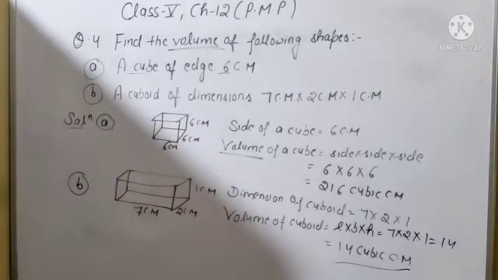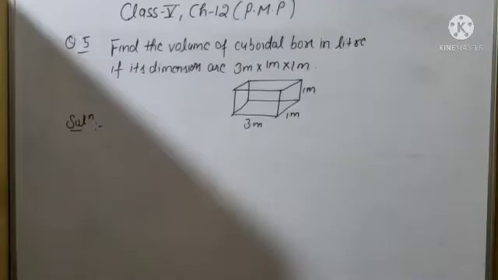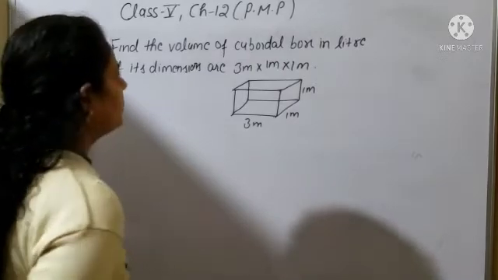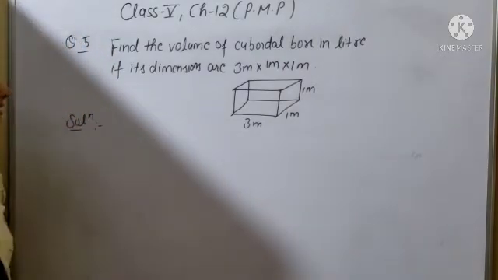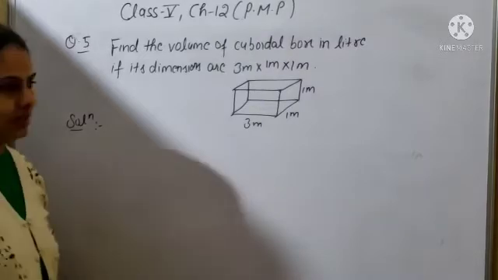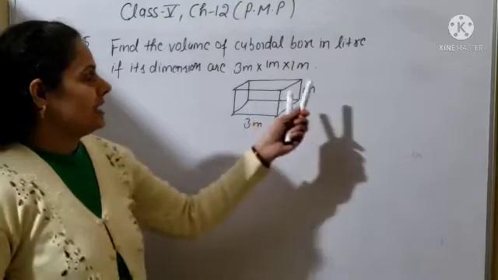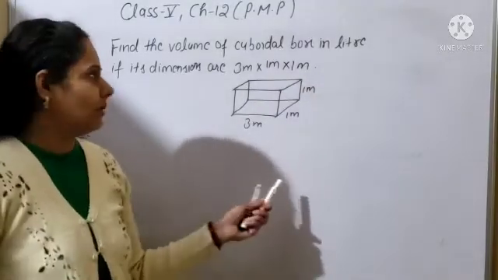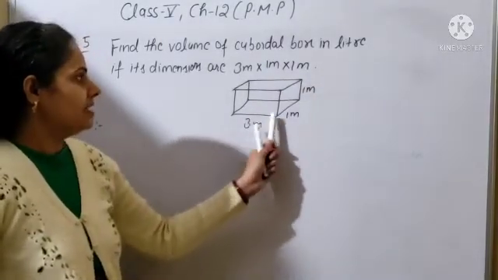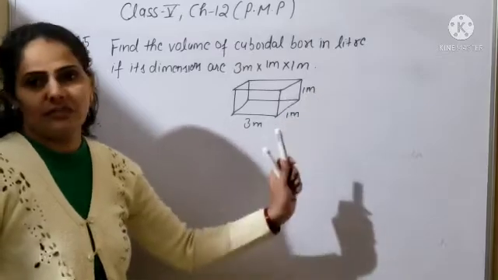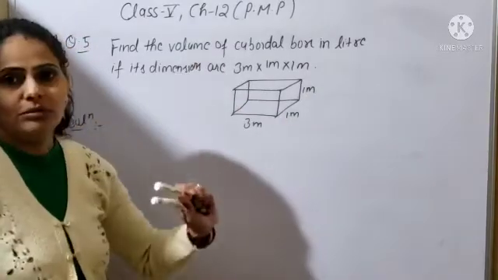Now next question. Yes, now let's start our next question. Question number 5. What is given in question number 5, Pita? It is given, find the volume of a cuboidal box in liters if its dimensions are 3 meter, 1 meter and 1 meter. Okay. So dimensions mean length, breadth and height of the cuboid. Length is 3 meter, breadth is 1 meter and height is 1 meter.